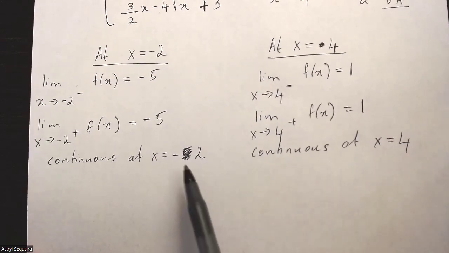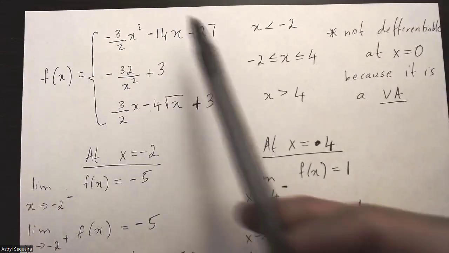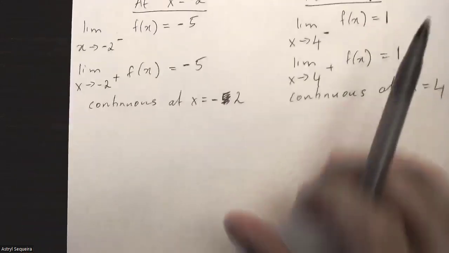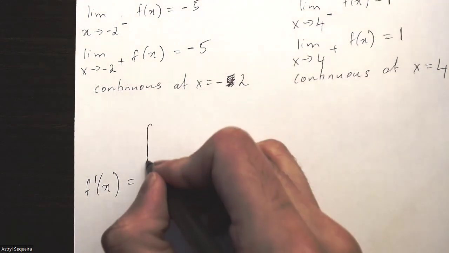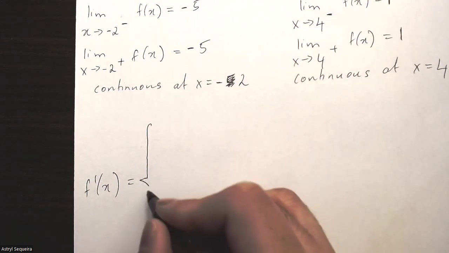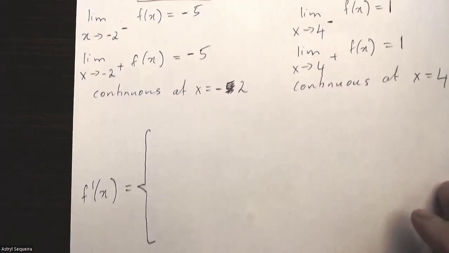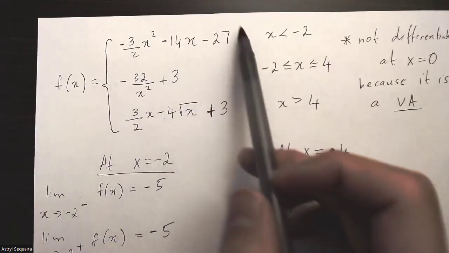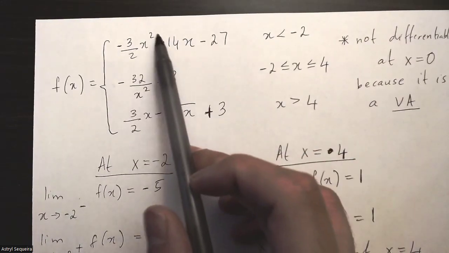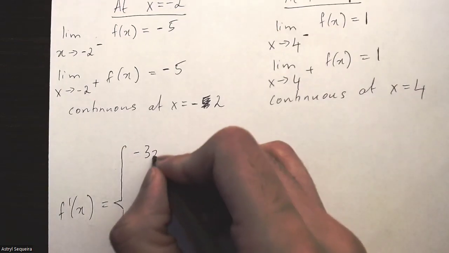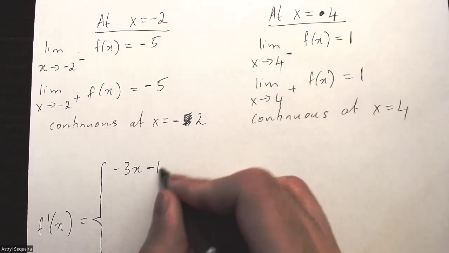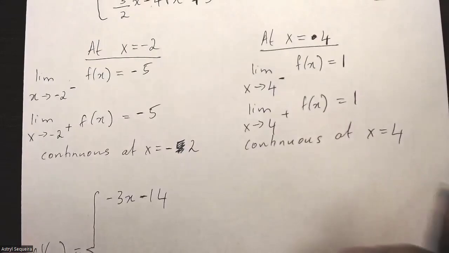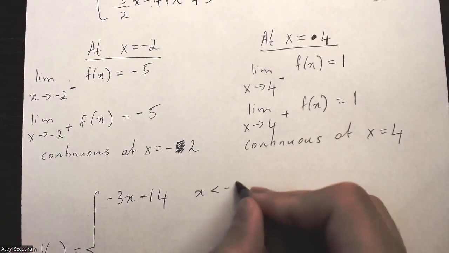In order to test for differentiability, I have to first derive my function. So I'm going to do the derivation of the piecewise function over here. Let's start with deriving this first function. This is a pretty simple derivation. 2 times negative 3 over 2 is just negative 3x, and then that's just negative 14, for x less than negative 2.